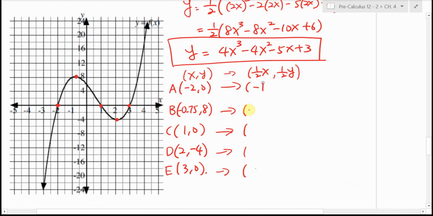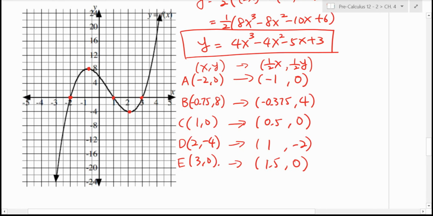So that's going to be -1, this is -0.375, that's 0.5, that's 1, that's 1.5. For the y values, do the same thing, divide by 2. So 0 divided by 2 is still 0. That's a 4, that's a 0, -2, and 0. So those are our new coordinates. We can just plot them now.